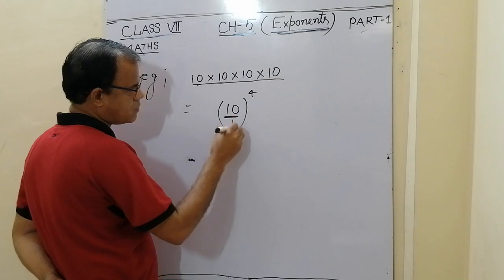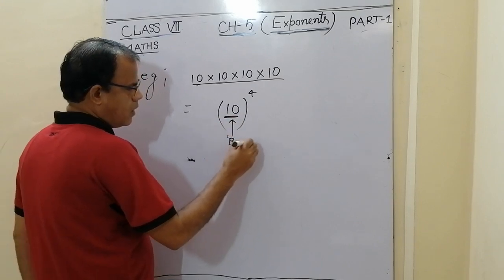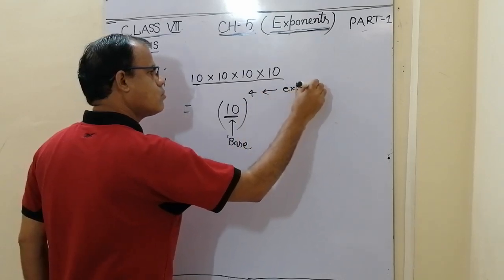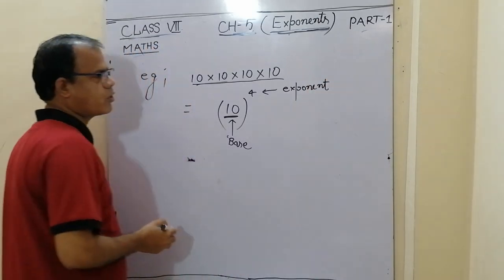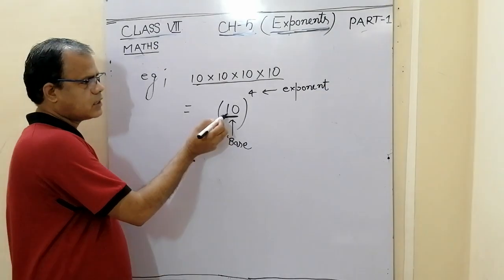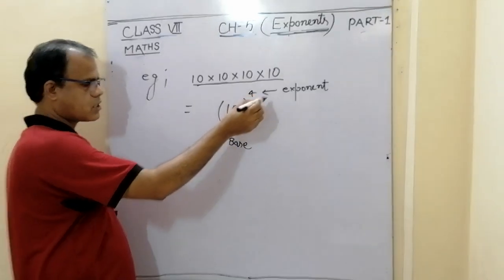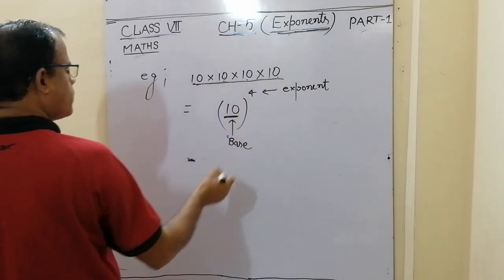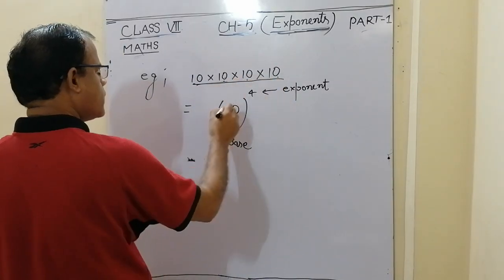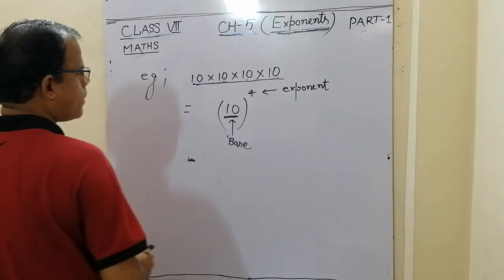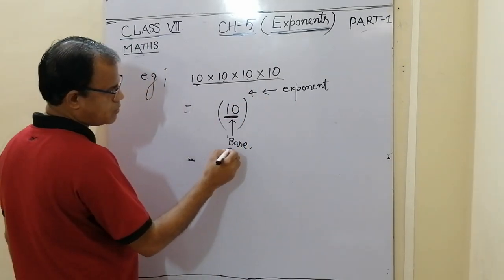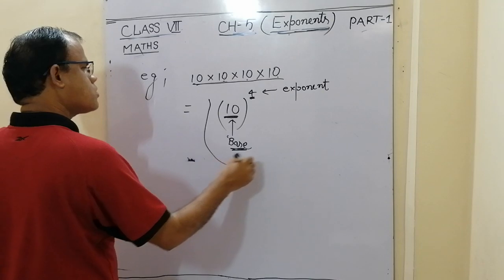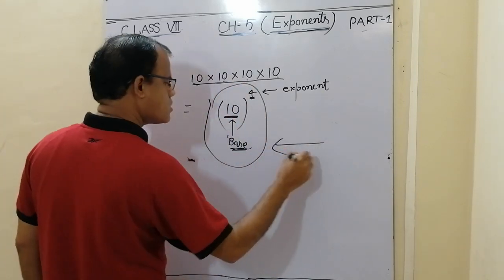Here this 10 is the base and this 4 is the exponent. So I can write 10 multiply 10 multiply 10 multiply 10. It means 10 is multiplied 4 times, so we write 10 raised to the power 4. This 10 is known as the base and this 4 is known as the exponent, and this form is known as exponential form.